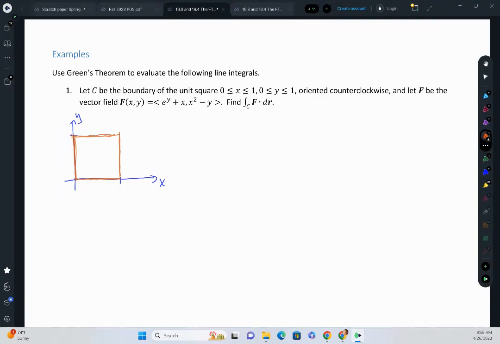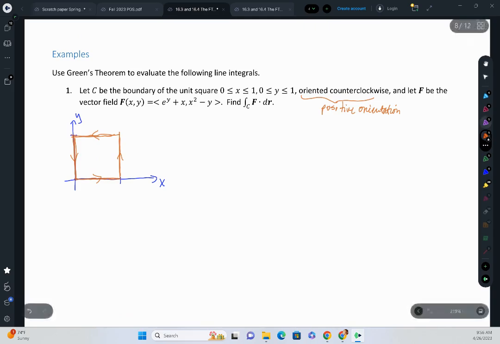Now, this says that C is oriented counterclockwise. That means that we've got arrows that are moving in the counterclockwise direction. That also means positive orientation. And F is a vector field. F of x, y equals e to the y plus x, and x squared minus y. And we're supposed to find the line integral over C of F dot dr.